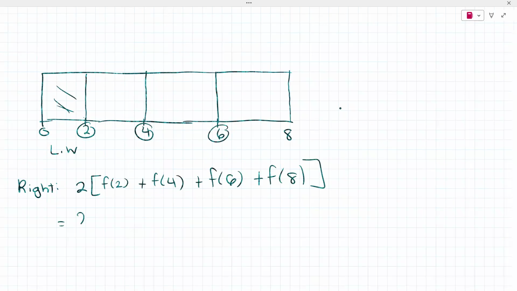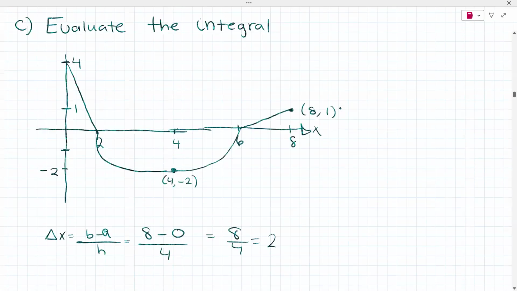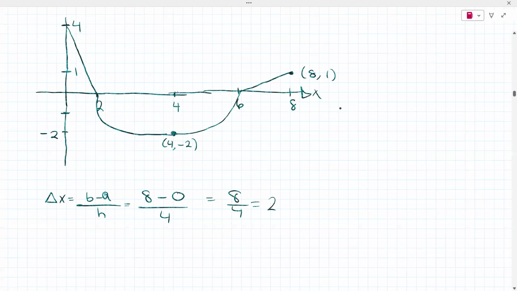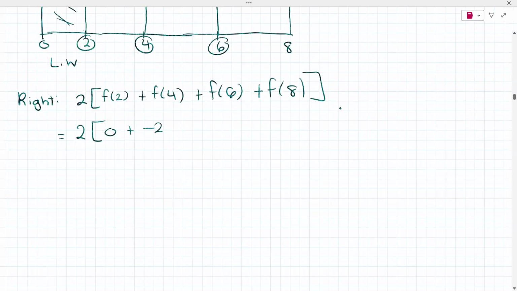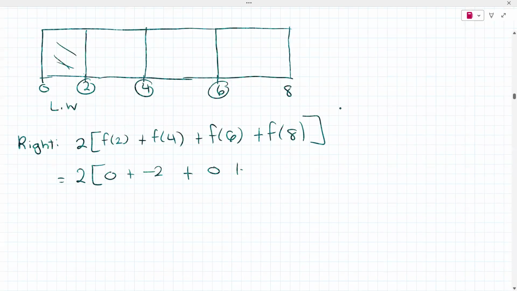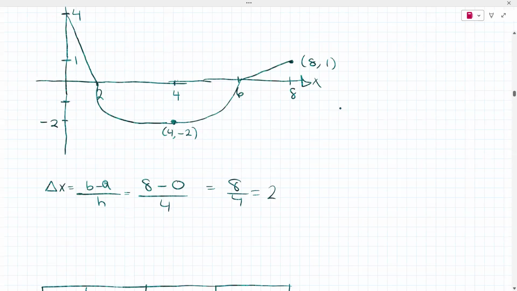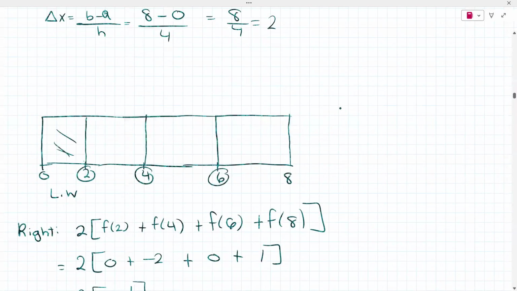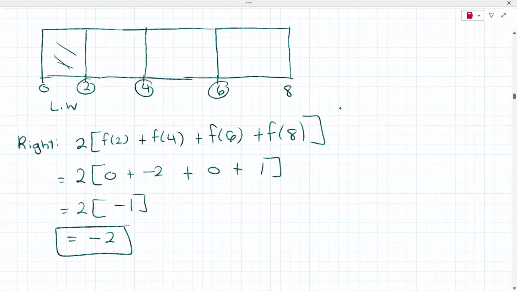So that is going to be 2, and then f of 2, you just look at the graph, f of 2 spits out a y value of 0. F of 4 spits out a y value of negative 2. F of 6 spits out a y value of 0. F of 8 spits out a y value of 1. Put it all together, you get 2, and then this negative 2 plus 1, that is negative 1, which spits out negative 2. So on the right end, your area estimate is negative 2.